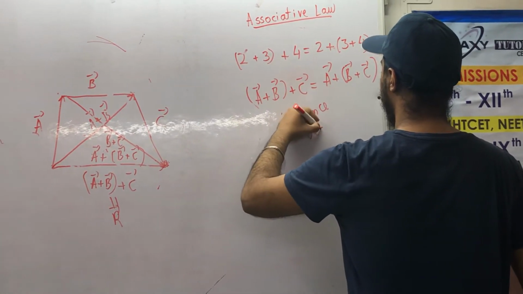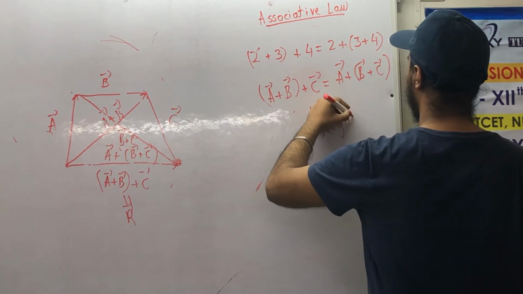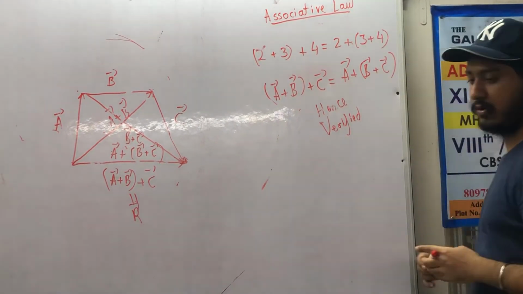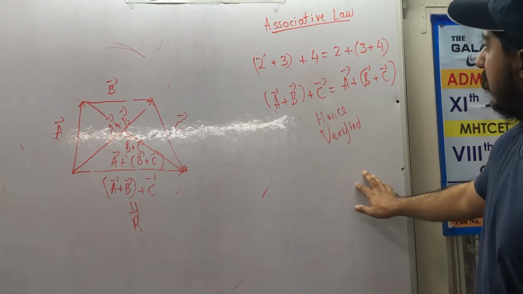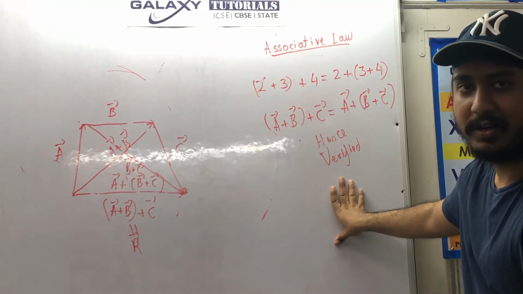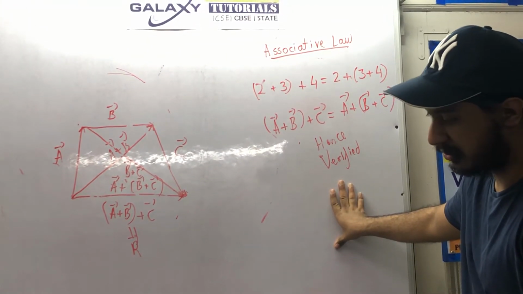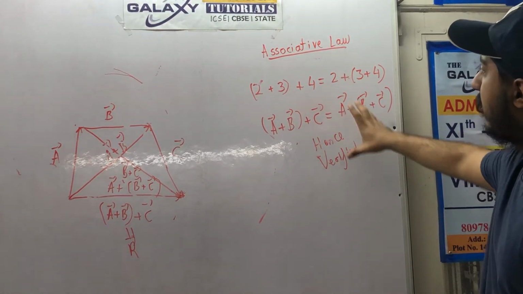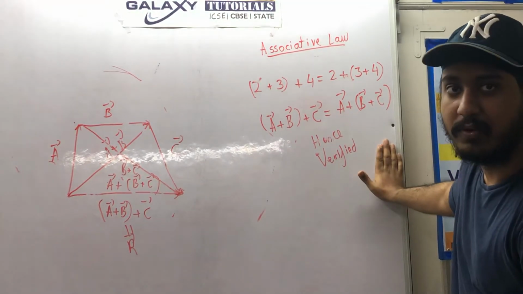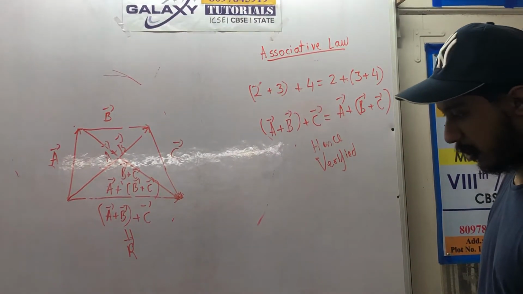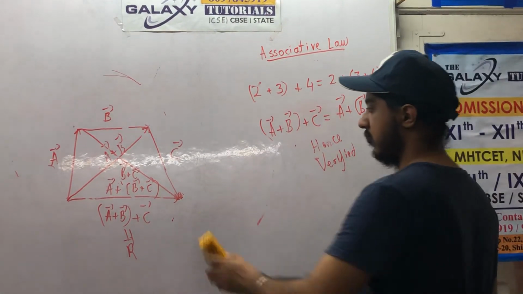So this was your associative law. Okay, so there are two important laws of vector addition. You have already studied them: commutative and associative. Okay, so now we'll go ahead and draw this.